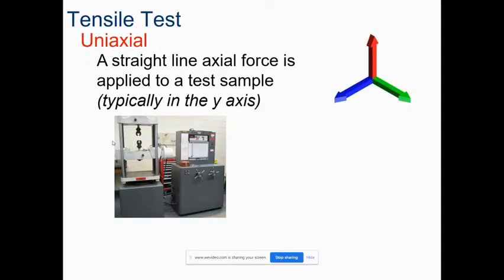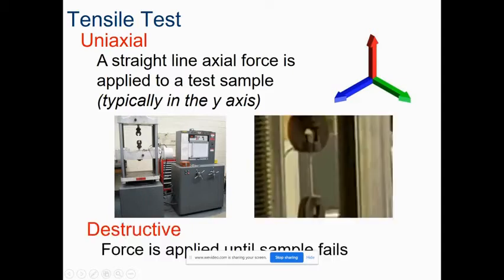The first one, probably the most common one, is called a tensile test, and tensile is related to a tension force. What we're going to be doing is pulling on a test sample. This is an example of a test setup. With this, we have two jaws. We're going to put a small test sample in here, and then this rig will pull down to the point that the test sample breaks.